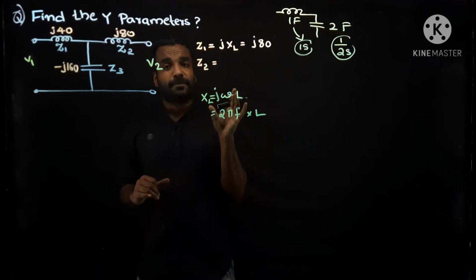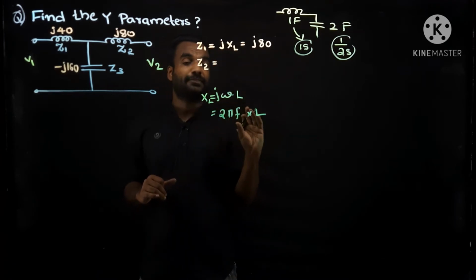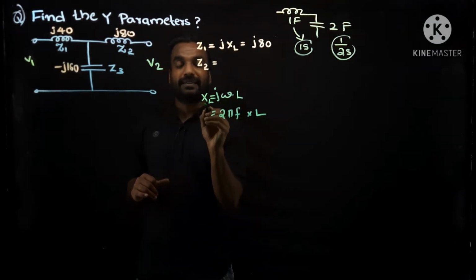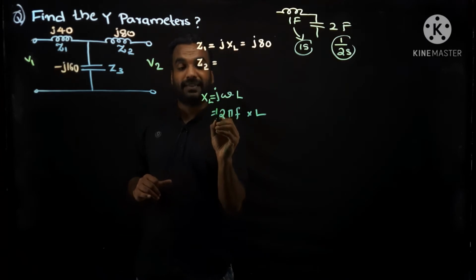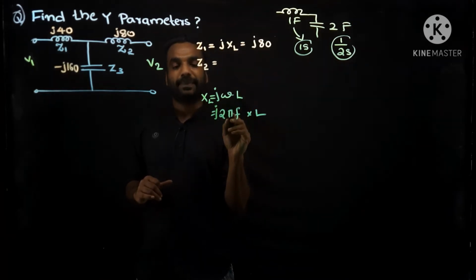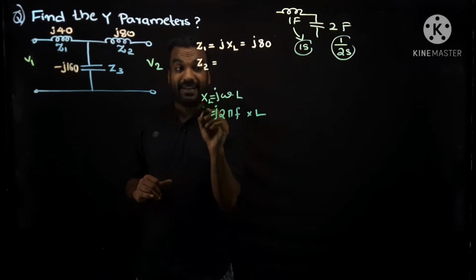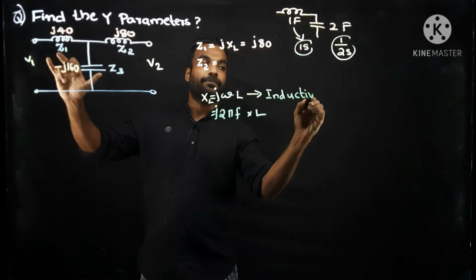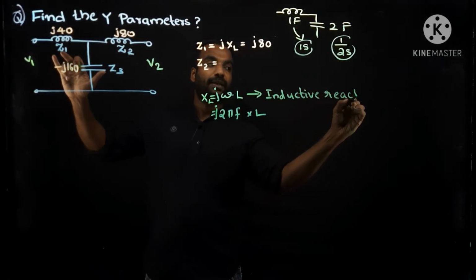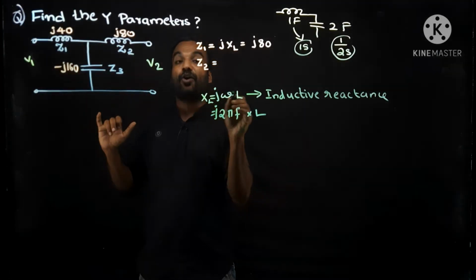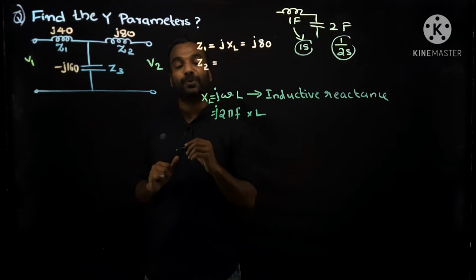Impedance is a vector, resistance plus reactance, and this X is the imaginary term. That way we add J with it. So plus J into something means it is an inductive reactance, XL. In this question you can see plus J40, J omega L. So 40 is omega into L.